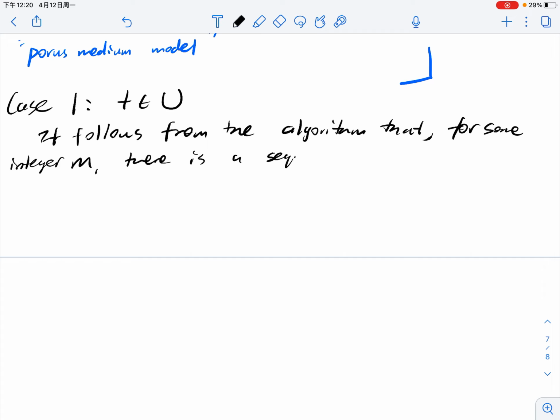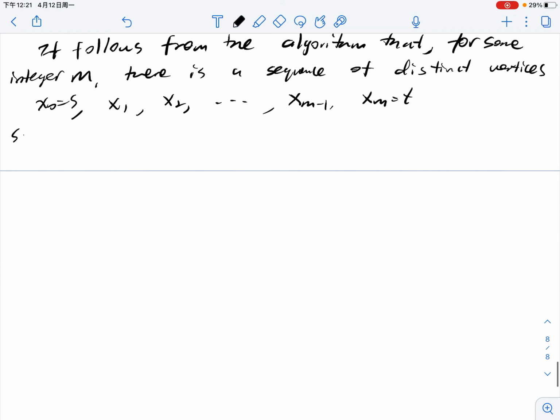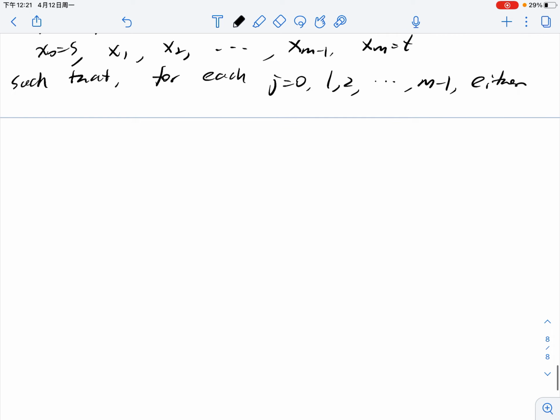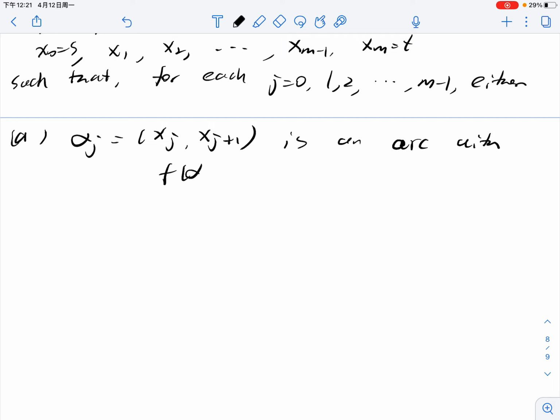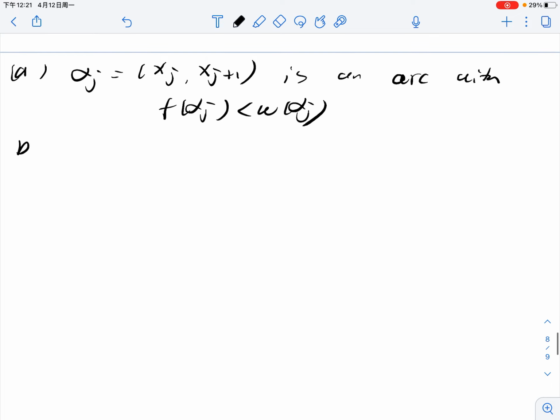There is a sequence of distinct vertices x0 equals s, x1, x2, ..., xm minus 1, xm equals t, such that for each j equals 0, 1, 2, ..., m minus 1, either (a) alpha j equals (xj, xj plus 1) is an arc with f of alpha j less than omega of alpha j, or (b) alpha j is (xj plus 1, xj), so the arrow is reversed, is an arc with f of alpha j greater than 0.